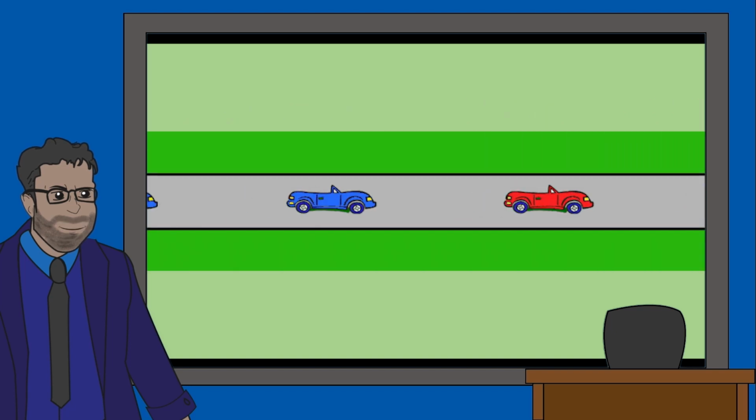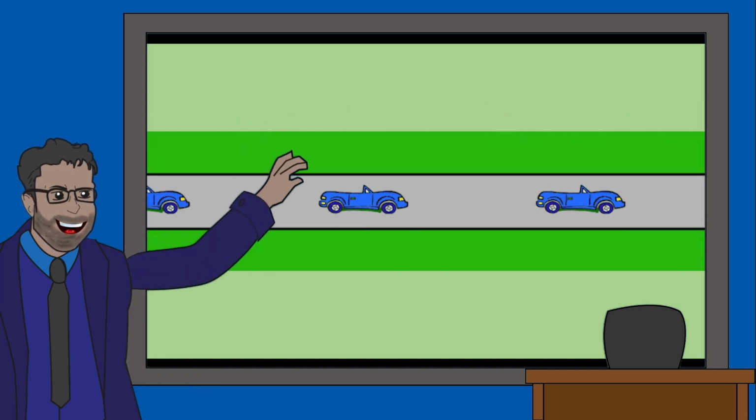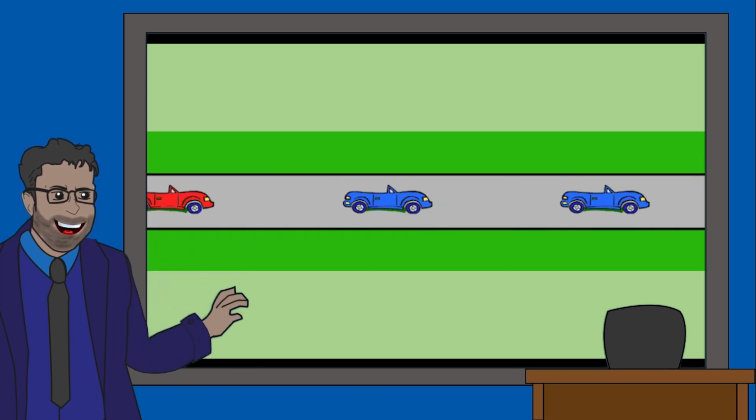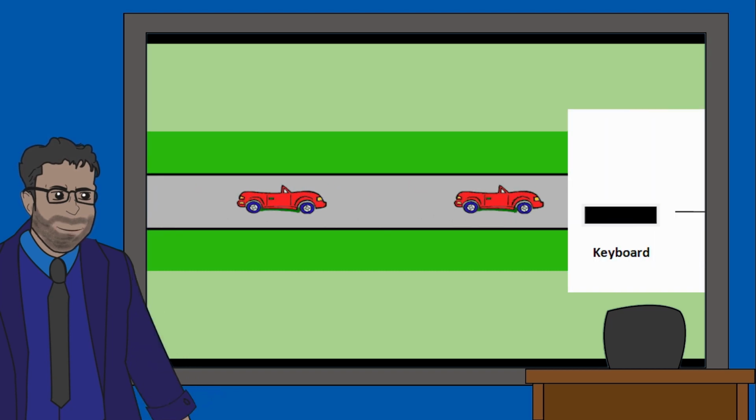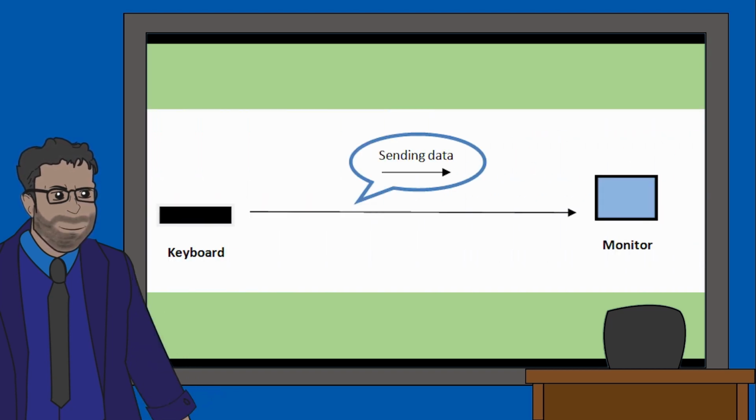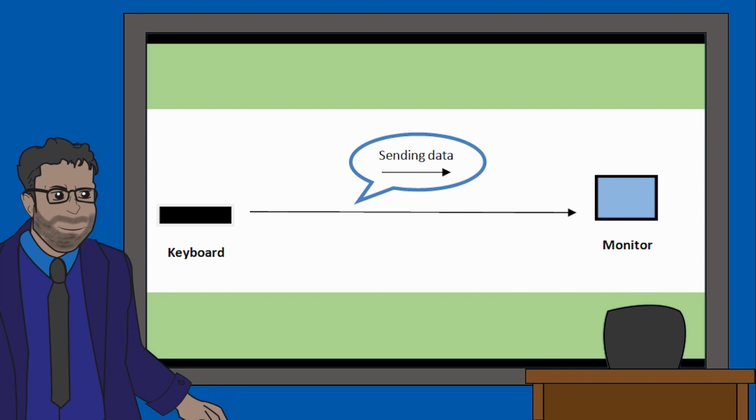Simplex involves data moving along a wire in only one direction. This is needed when there's no need for the receiving device to send data back to the sending device. For example, when a keyboard is connected to your computer, the keyboard sends data to the CPU, but the CPU does not send any data back to the keyboard. Therefore, it just needs a simplex transmission.